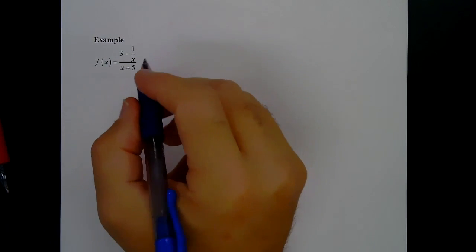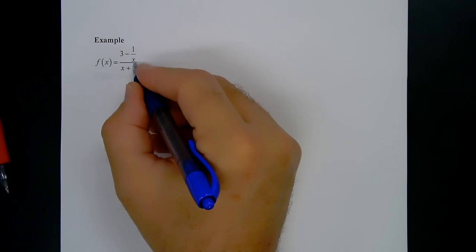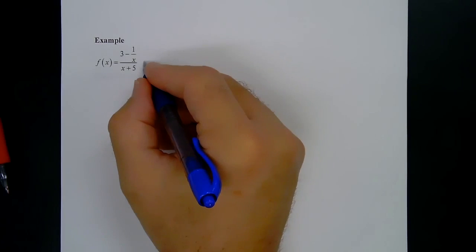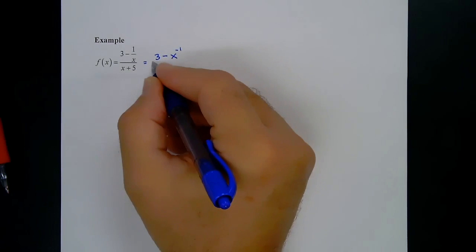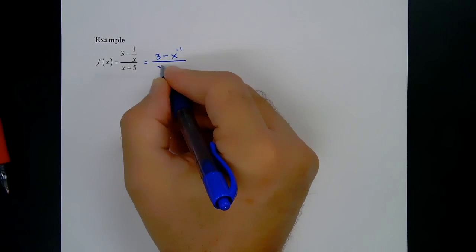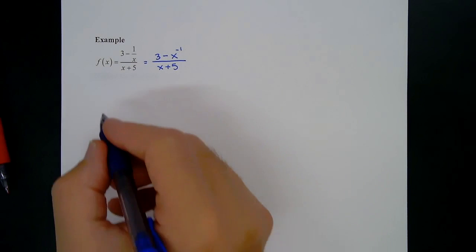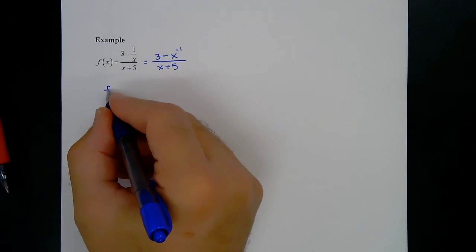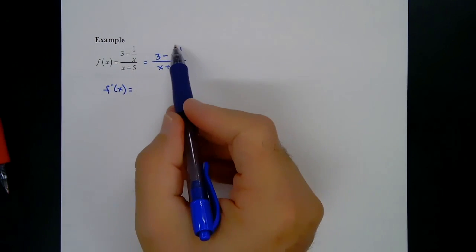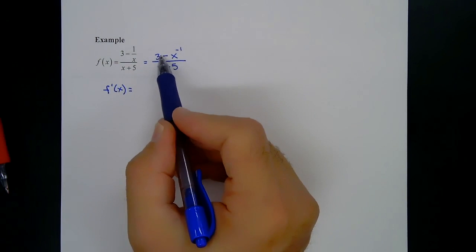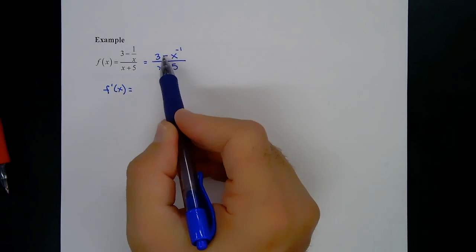So another way of looking at this problem is I'm going to rewrite this with a negative exponent because 1 over x really means x to the negative 1. So this is 3 minus x to the negative 1 power over x plus 5. And that's the way I got rid of the complex fraction, okay? So now, what do we get for a derivative? So f prime of x. Well, we got to take the derivative of this top function. And the top function, the derivative of 3 is just 0. And so we have a minus, or we can think of this as being negative.